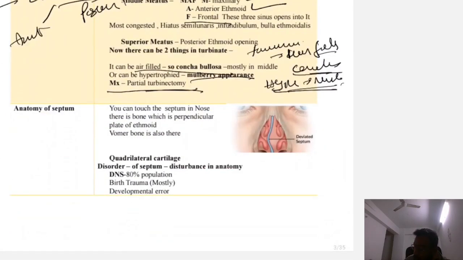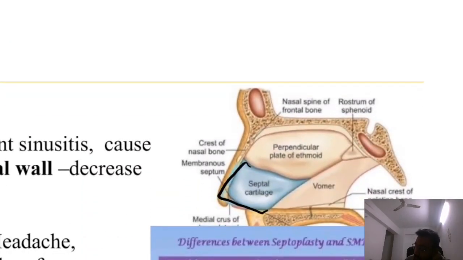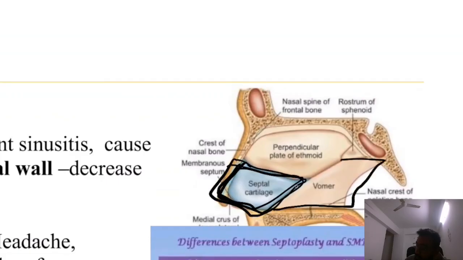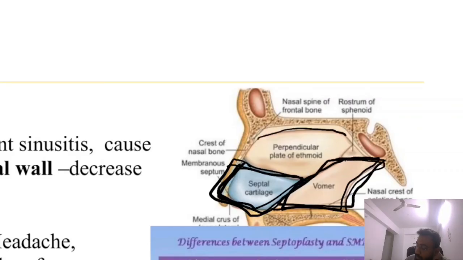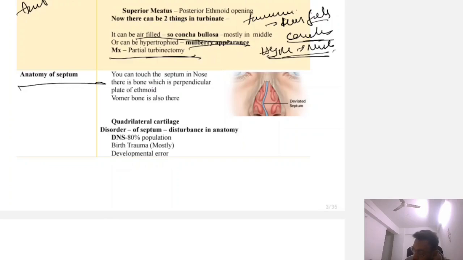Let's talk about the anatomy of the septum. In the septum, you can see this is the septal cartilage, the quadrangular cartilage. The bone behind it is the Vomer bone, and there is the perpendicular plate of the ethmoid. You can touch the septum. In the front part there is a cartilage, and behind it is the Vomer bone. In the nose, if you forget anything, you can touch the nose and recall everything.